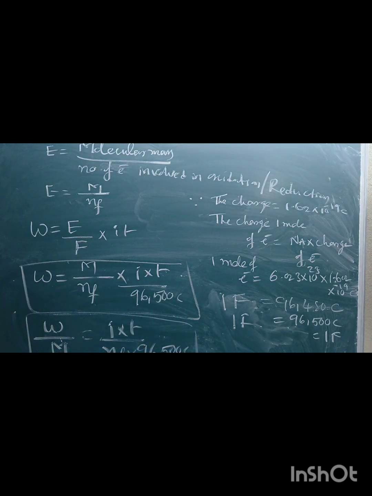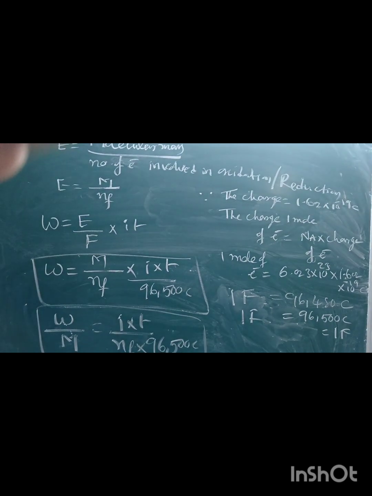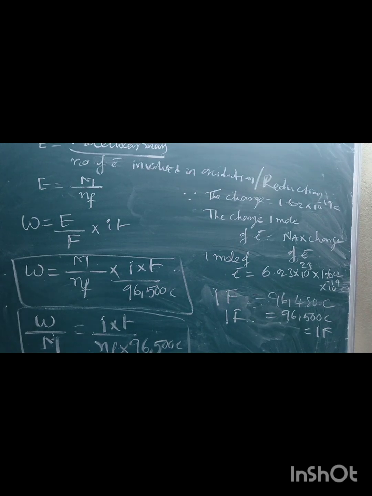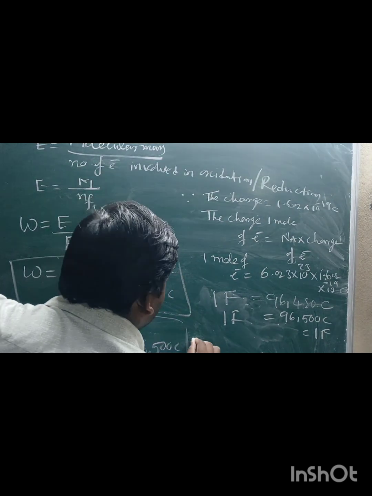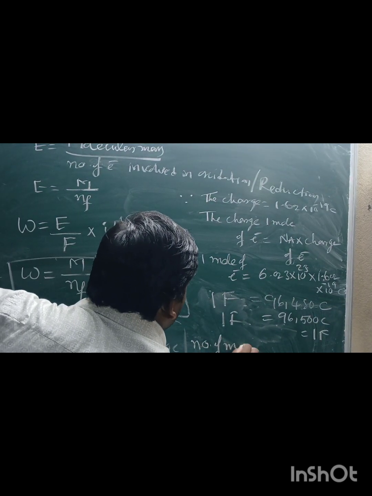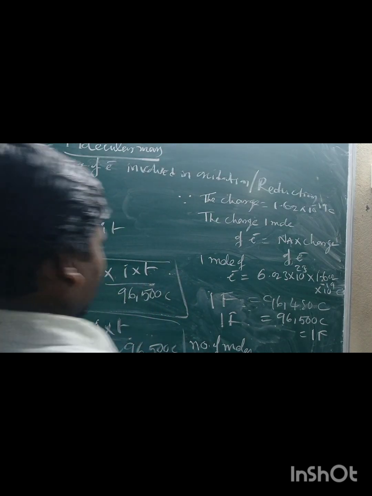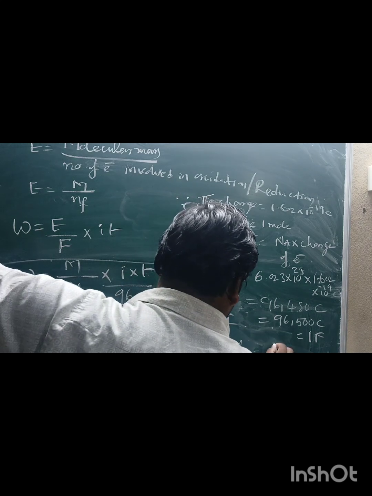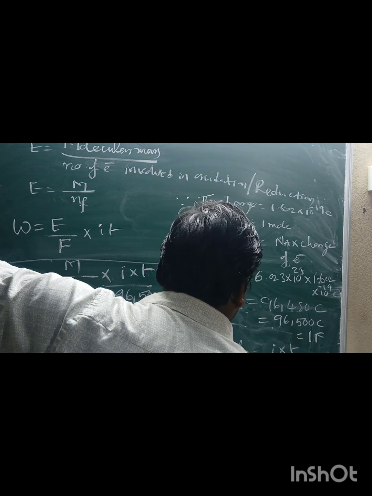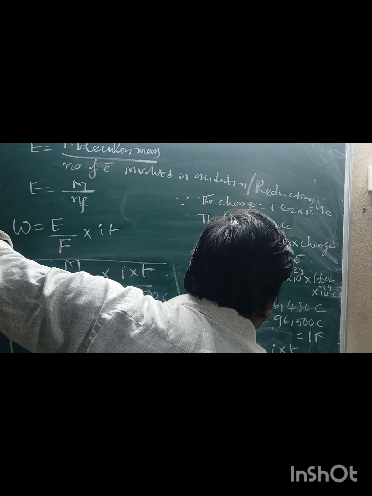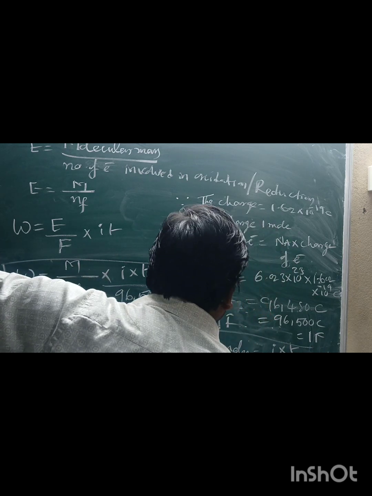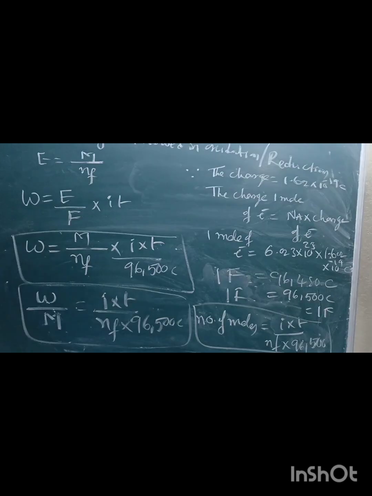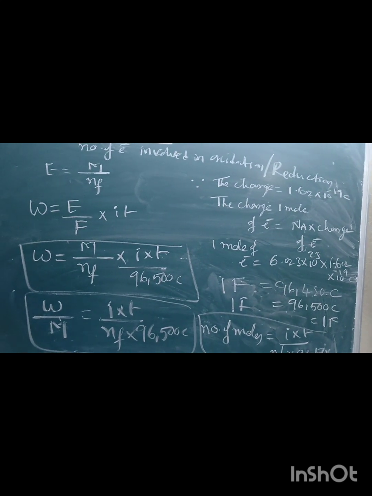Therefore, the number of moles of the substance deposited at the electrode is equal to I into T by n into 96,500. I hope it is clear.